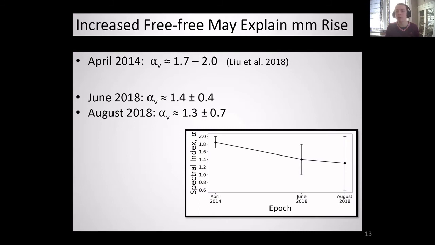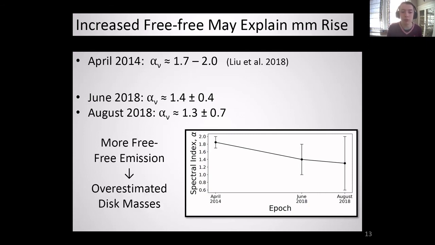So we looked at the spectral index for some of our data, and in 2014, the spectral index was estimated to be between 1.7 and 2, which roughly puts it in line with most protoplanetary disks. We were unable to obtain a spectral index for our June 2017 observations, but we were for our June 2018 and August 2018 observations. And we find that the spectral index was lower at about 1.3, 1.4, which could imply that free-free emission became significant in this object due to some previous accretion outburst. And I will note that these error bars are quite large.